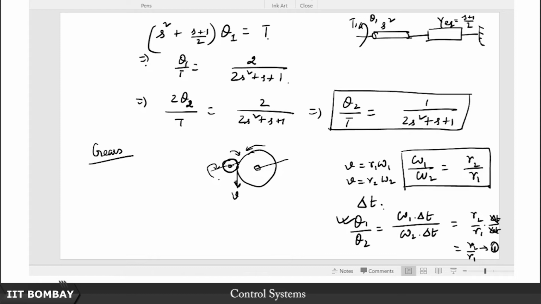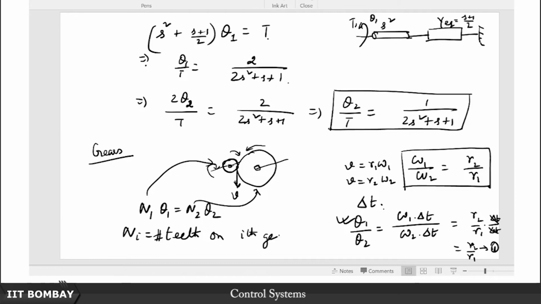What is the second important relation for a particular gear? The second important relation is, of course, now we will say that from this n1 theta 1 is equal to n2 theta 2, where n is basically, this is the primary and the secondary side. So ni is equal to the number of teeth on the ith gear.